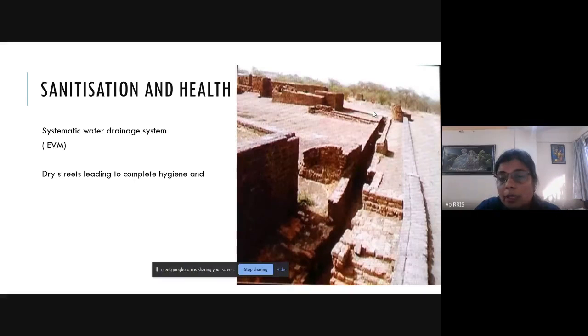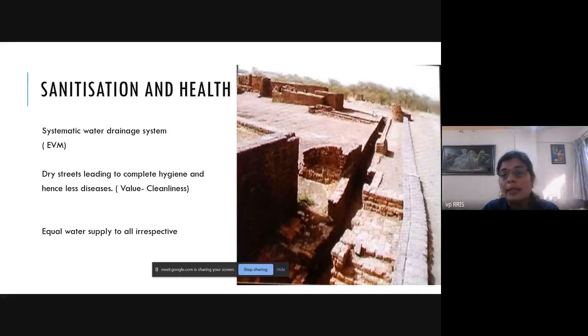Children, you must know that the more stagnant water is lying here and there, it becomes a breeding ground for microorganisms. Microorganisms love water. The moment they see stagnant water lying anywhere, they start breeding, multiplying, reproducing in huge numbers. But in this civilization, there was no water lying anywhere because they had a perfect water drainage system. So complete hygiene and health was maintained. There were no unnecessary spread of diseases, and also their equality was maintained.